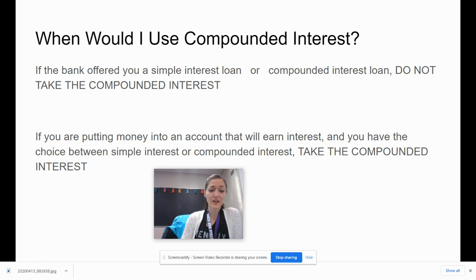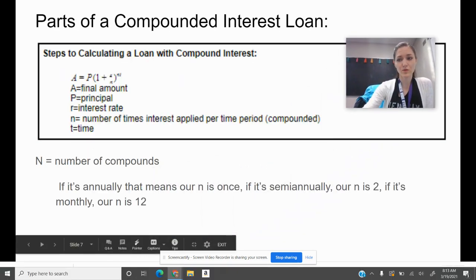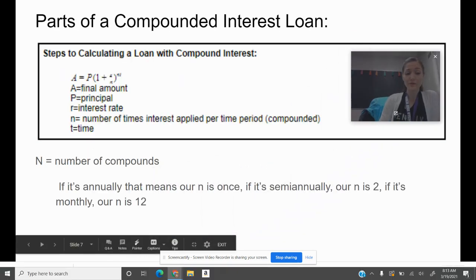But if you're putting money into an account to earn interest, like a retirement fund, or if you're investing, and you want your money to get bigger quicker, your goal is to get it to increase faster. Then you're going to want the compounded interest one, because it's going to be adding money to your account, interest on top of interest on top of interest. So hopefully that helped you out on when you might use this.